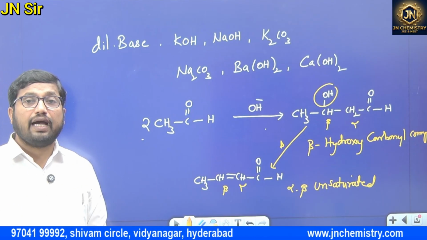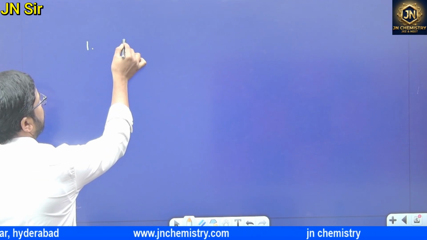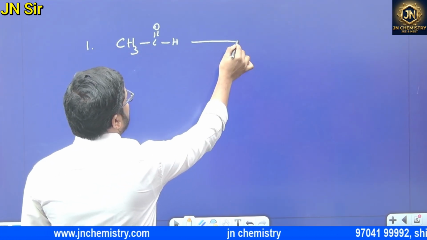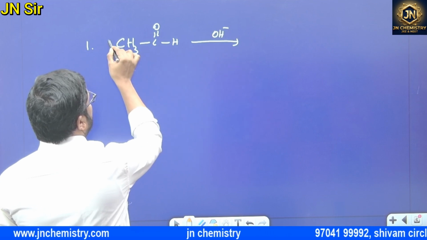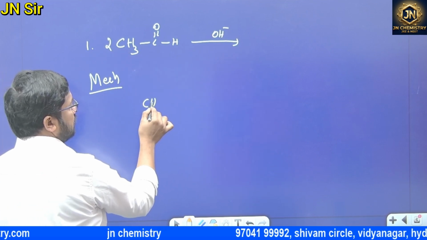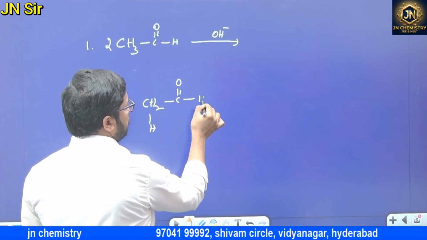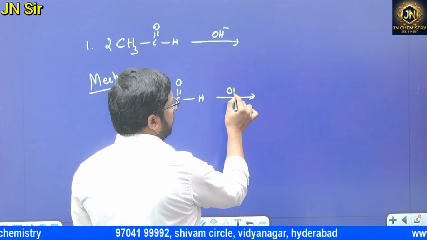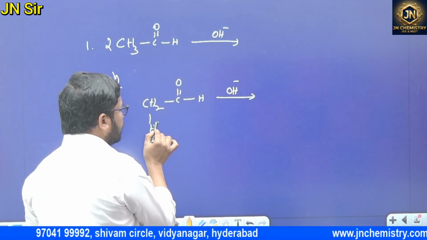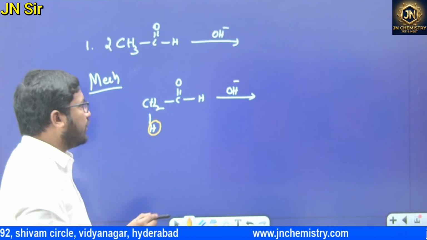So now I'll explain the mechanism. In the mechanism, very easy. First I'll give the total reaction, CH3-CHO with base, 2 moles. I'm just speaking keeping the alpha hydrogen in mind, right? When we are using the base, this base abstracts this H plus. OH minus and H plus, water is going out.